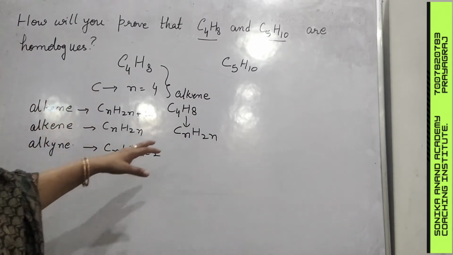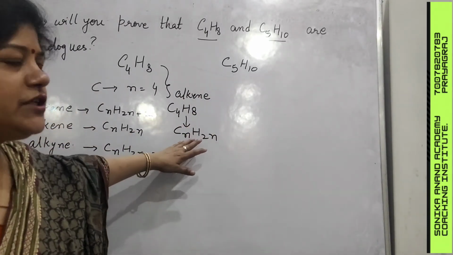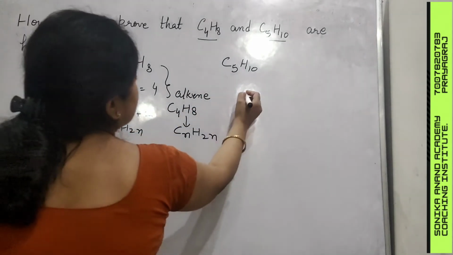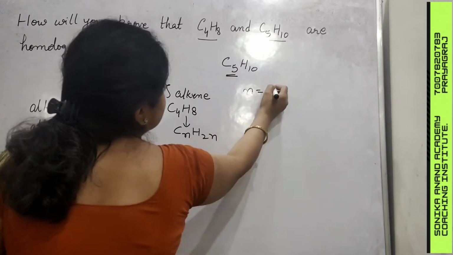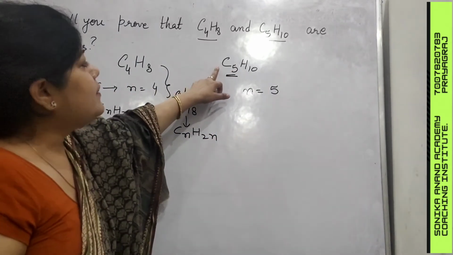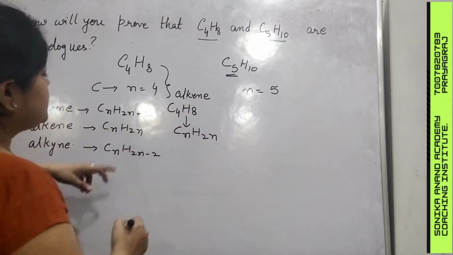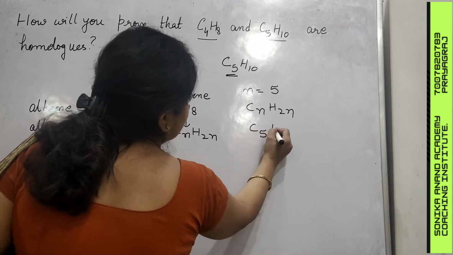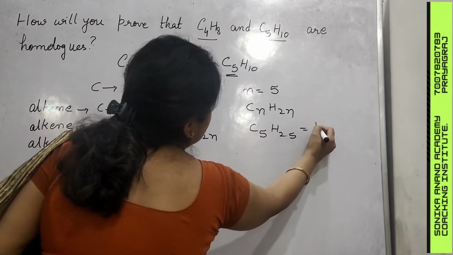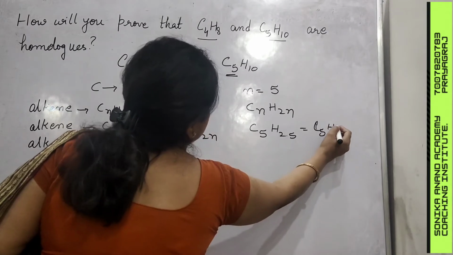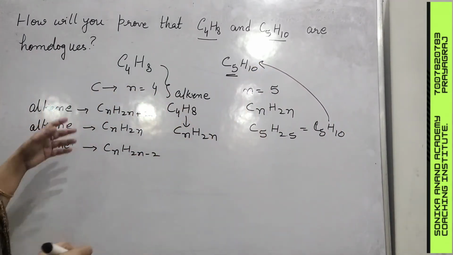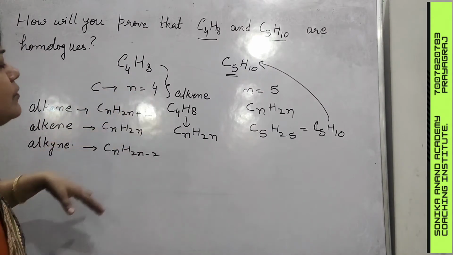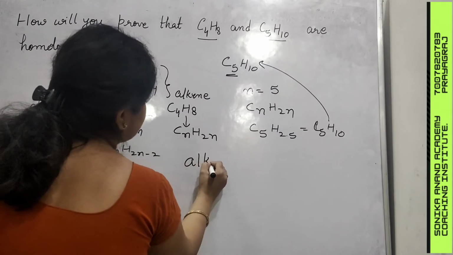Now we can check whether C5H10 also belongs to the same group or not. So when we put n is equal to 5, the number of carbon atoms is 5, so n is 5. Now substituting in the formula CnH2n, we get C5H2 times 5, which is equal to C5H10. So we get the same formula. So both of them have the same functional group, that is alkene.